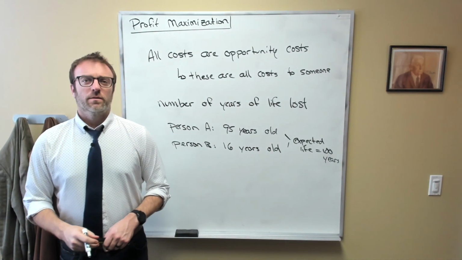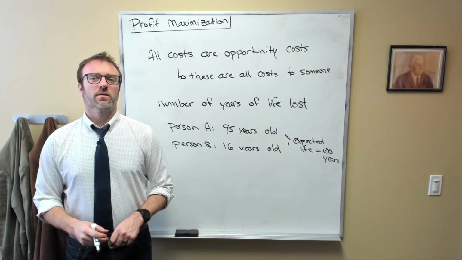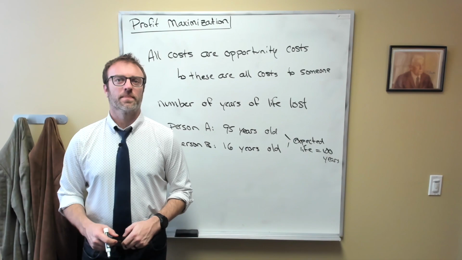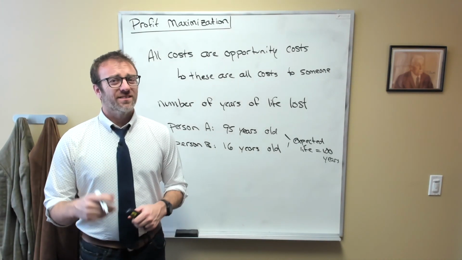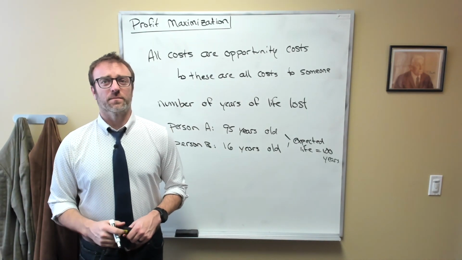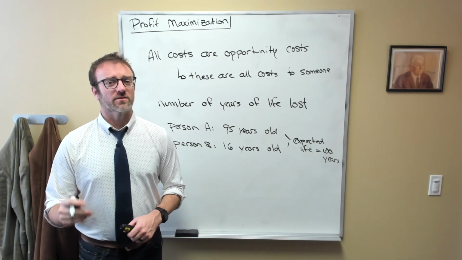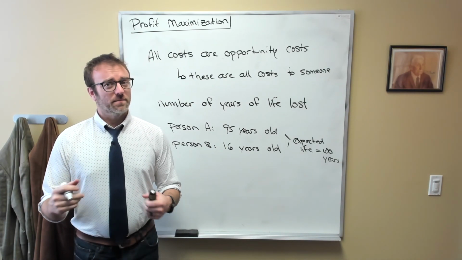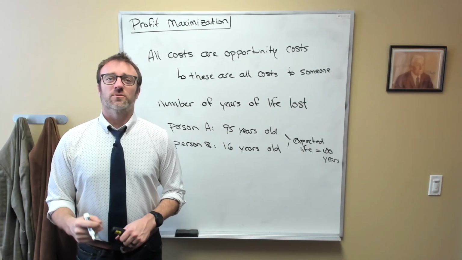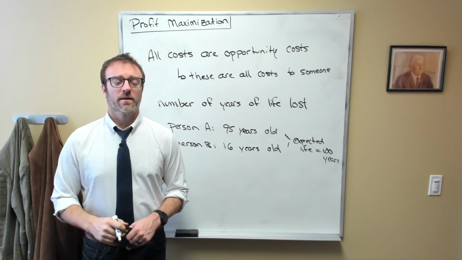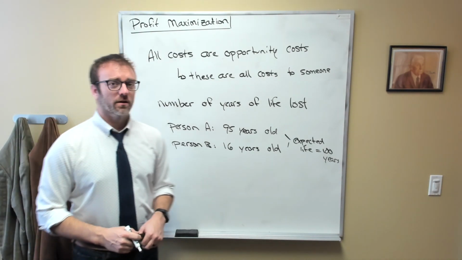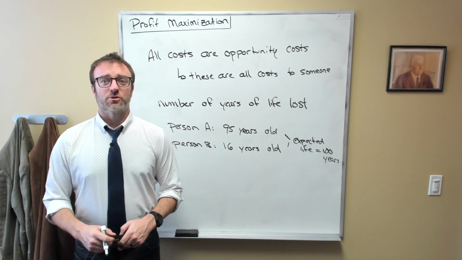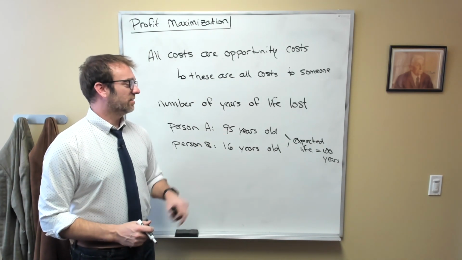Now, based on this information, who should get the one cure? Patient A or patient B? First, we should acknowledge that this is a terrible choice to have to make, but that doesn't change the fact that a choice must still be made. And unfortunately, this choice and many like it are ones that doctors and hospitals face every single day. Based on this information here, most of us would probably agree that the 16-year-old should be the one that gets the treatment instead of the 95-year-old.